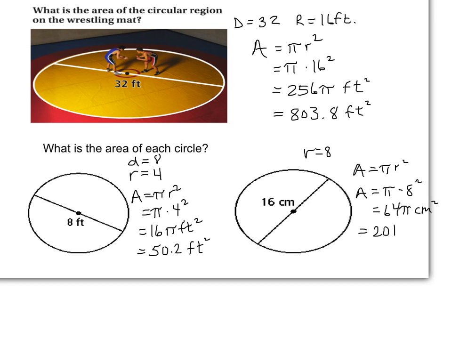It'd be 201 centimeters squared, 201.0. It's actually 200.96, which is going to round up to 201.